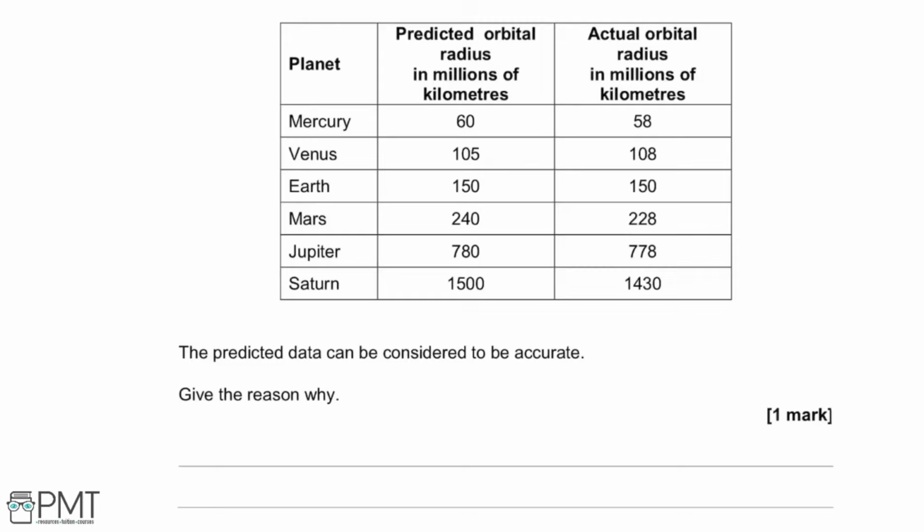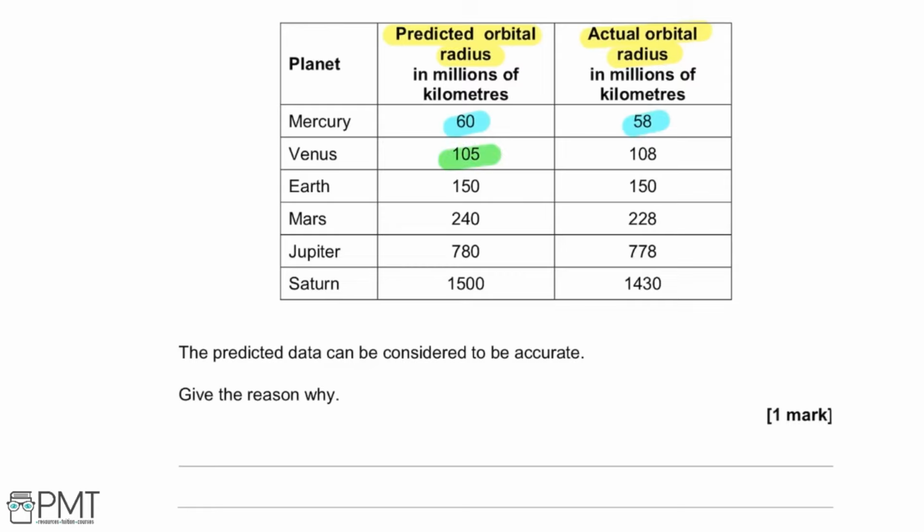The predicted data can be considered to be accurate. Give the reason why. We're looking at Table 3. We have the values that Bode predicted for the radius of each planet's orbit, and we have their actual radius once they managed to measure it. Looking at these values, if we first look at Mercury, the predicted value was 60 and the actual value was 58. They're pretty close.